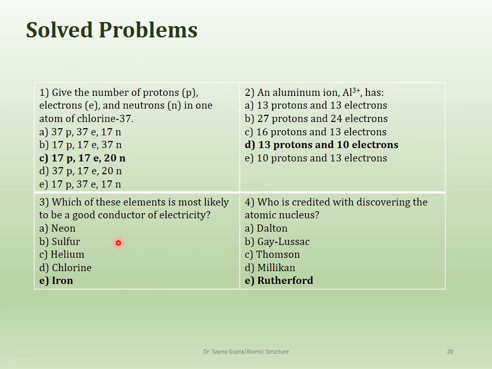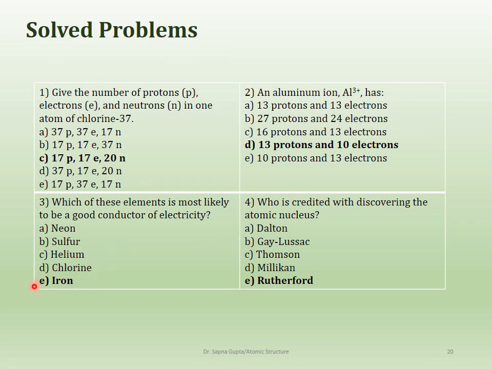All right, number 3, which of these elements are a good conductor of electricity? Neon, sulfur, helium, chlorine, or iron? For these ones, you will have to look at the periodic table. And in this case, you really need to know your symbols very well, so you know exactly where you're looking at. Neon is a nonmetal, sulfur is a nonmetal, helium is nonmetal, chlorine is also a nonmetal. So these are all found on the right-hand side of the periodic table.